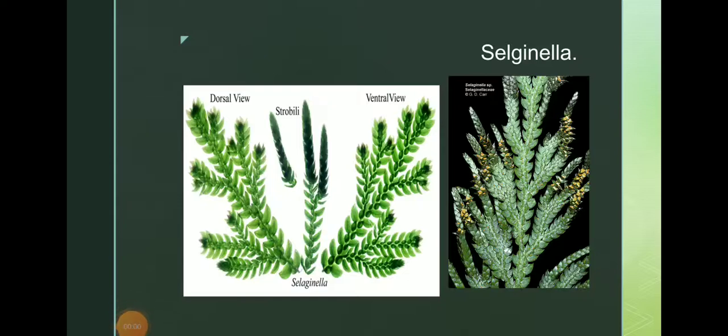Good morning, everyone. Now we start with today's topic, that is Selaginella. It's another pteridophyte which we study today. Its common name is small club moss. Division Pteridophyta, subdivision Lycopsida, order Selaginellales, family Selaginellaceae, genus Selaginella.